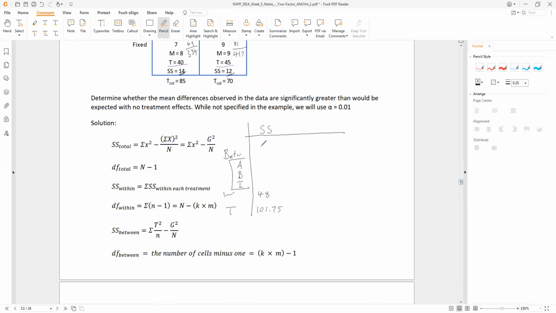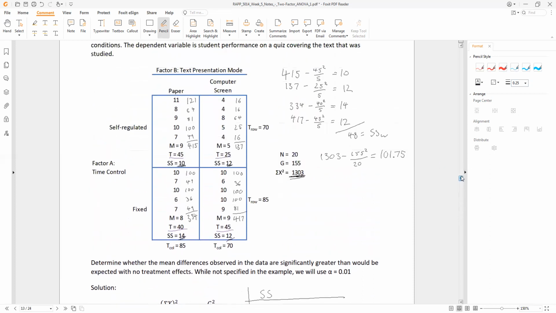And we subtract those to get the between. So 101.75 minus 48 gets me 53.75. And this is the thing that's going to get split into these three groups here. Okay. And so we need to use the formulas to find each of these.